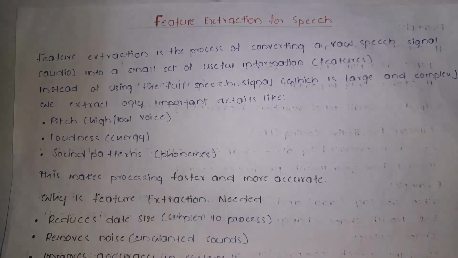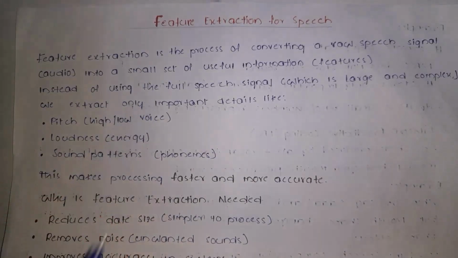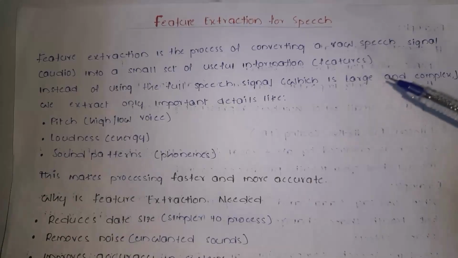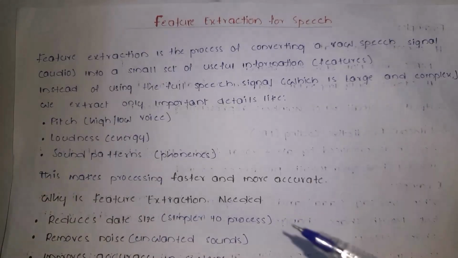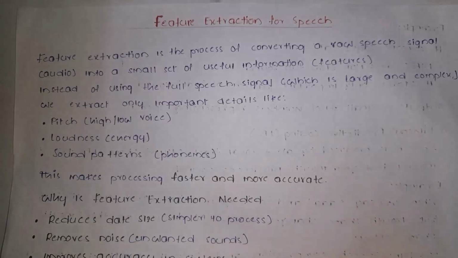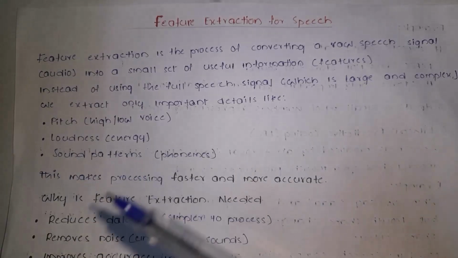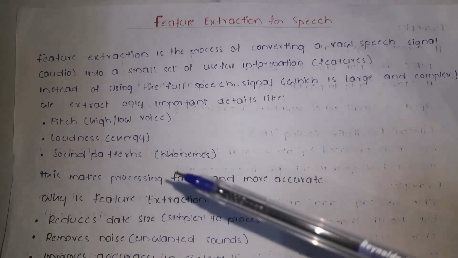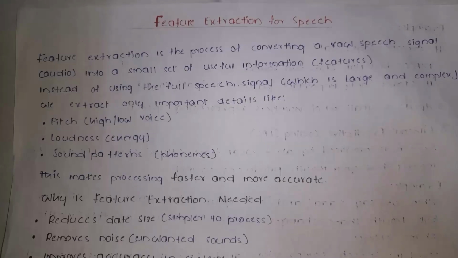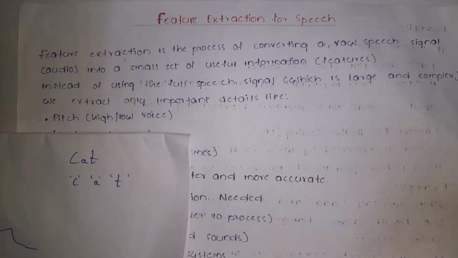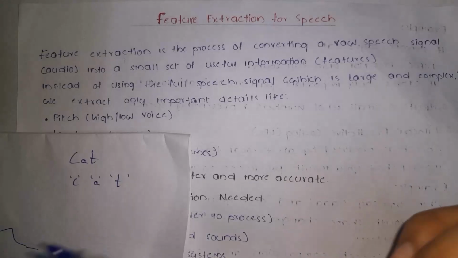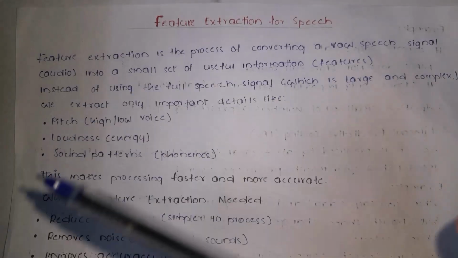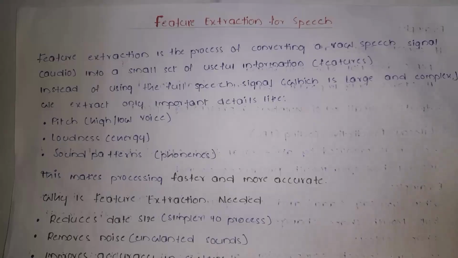Let's get started. Feature extraction for speech means that from whatever we speak, by using various kinds of techniques, the system will extract various features, like pitch, that is nothing but whether the voice is high or low, and energy, whether our voice contains high energy or low energy, and sound patterns, that are nothing but phonemes. For example, whenever I speak cat, we call each character a phoneme: C, A, T. All these are phonemes. All these features are extracted from our speech by using various kinds of techniques.